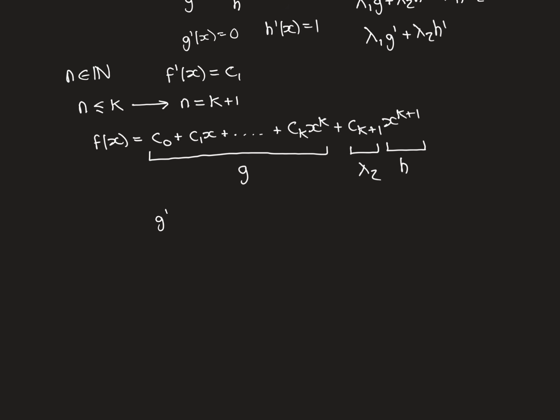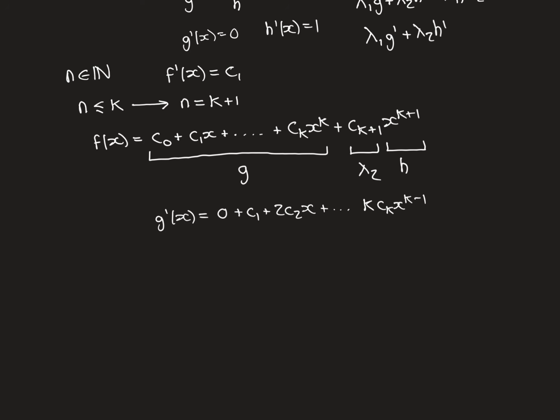So g prime is going to exist for all real numbers, and it's going to be 0 plus c1 plus 2c2x plus all the way up to k ck x to the k minus 1. And again, I will emphasize that this formula is still going to hold true even if that ck is equal to 0, because it'll just cancel it out here equally.